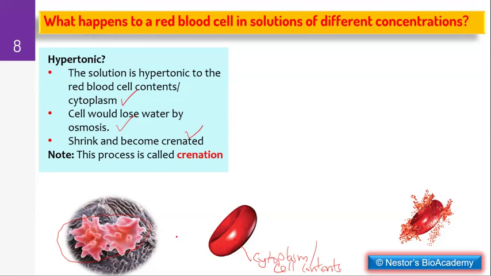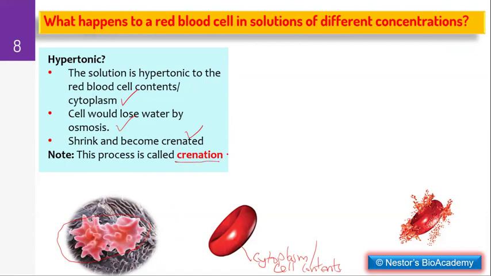So this means when a red blood cell is in a hypertonic environment, its functionality is going to be significantly affected. So this process by which a red blood cell loses water by osmosis to a hypertonic solution to shrink and become shriveled is what we refer to as crenation.